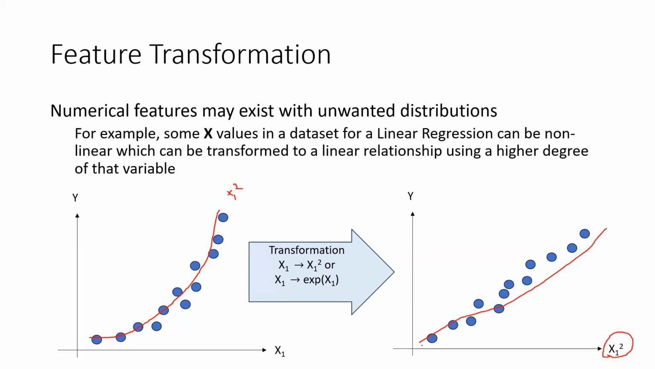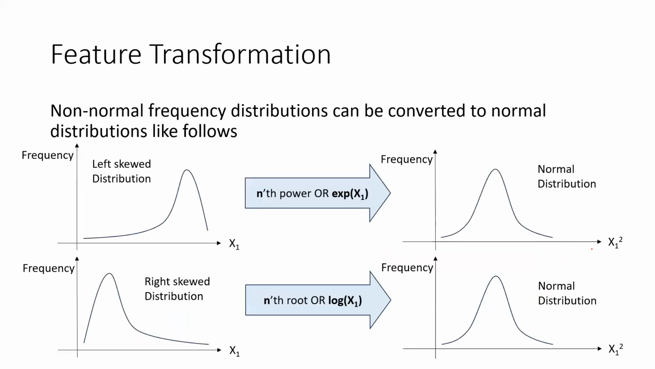So this is a straight line, right? You can draw a straight line. You can have a linear relationship with the y variable. So you can do these kinds of transformations to convert nonlinear relationships into linear relationships, right? So that is one of the advantages of feature transformations.